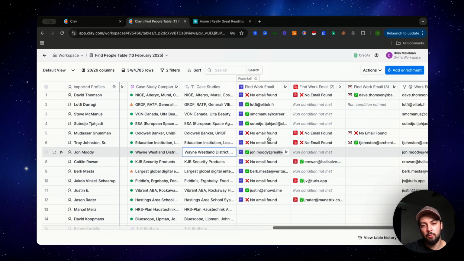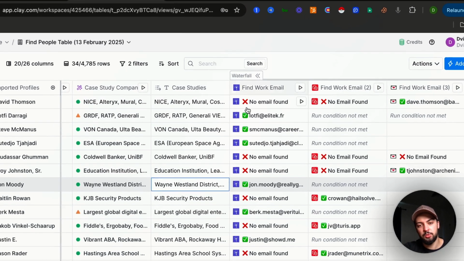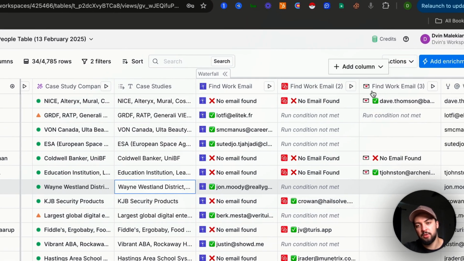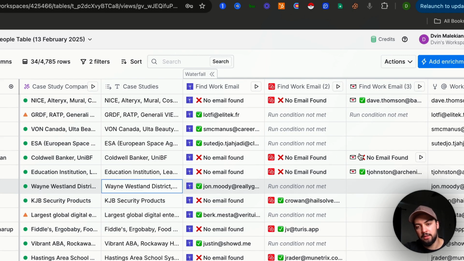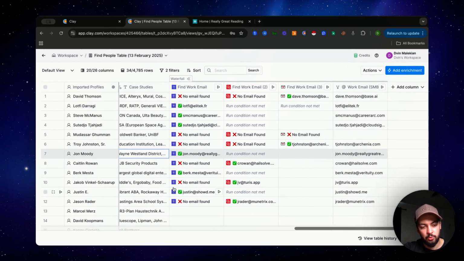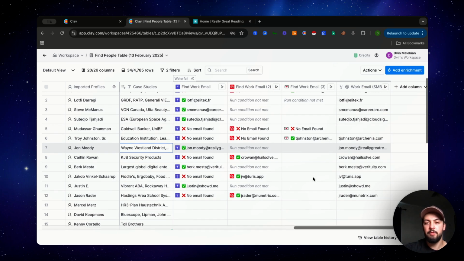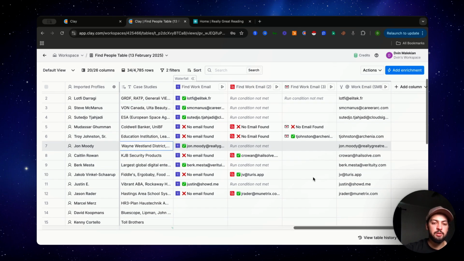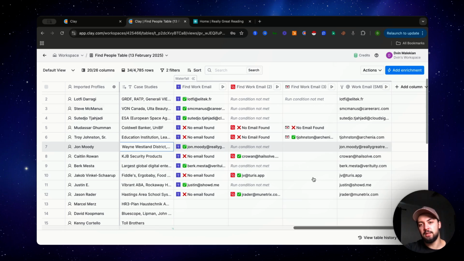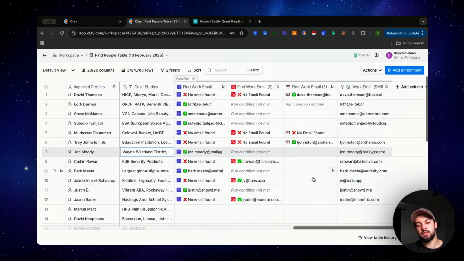And then finally, what we did was the waterfall enrichment. Waterfall enrichment is essentially verifying and finding the email among different providers and coming back with the results. So what we did here was start with Lead Magic, then Prospeo, and then find the email. And it found all the emails, or at least the ones we were looking at, the first 12. Now we can put this into our favorite email sequencing tool like Smartlead or Instantly, and then kickstart this campaign and see results coming in.